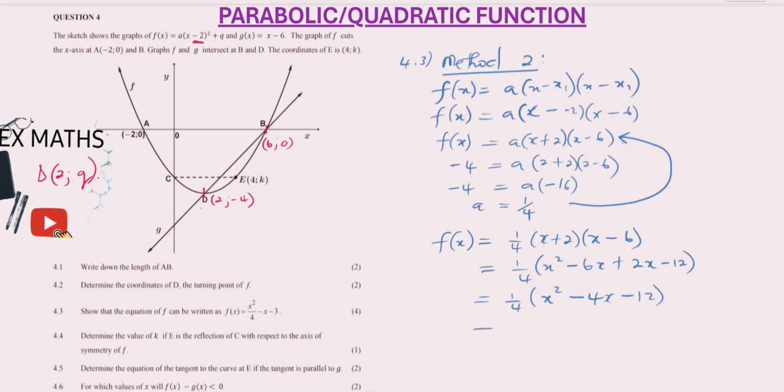Then we distribute the 1 quarter inside. That is going to be 1 quarter x squared, minus 1 quarter times minus 4, we get minus 1, so that is going to be minus x. 1 quarter times minus 12, that is going to be minus 3. So our f of x is equal to 1 quarter x squared minus x minus 3. 1 quarter x squared is equivalent to x squared over 4. It's just the same thing, then minus x minus 3.